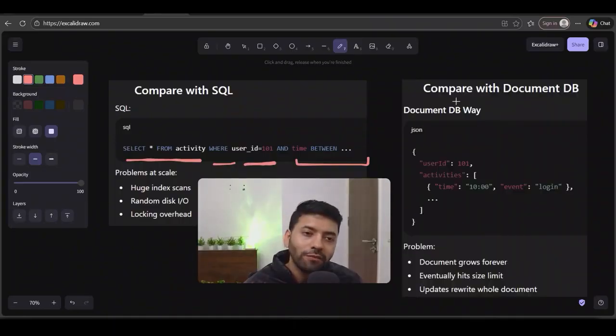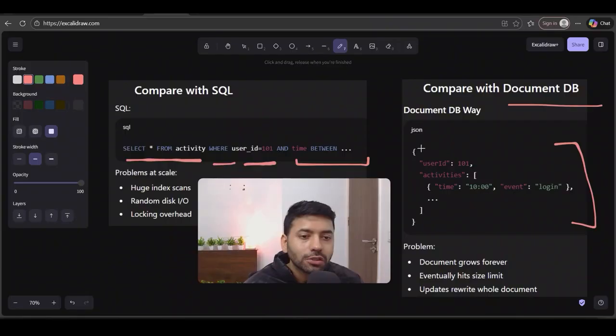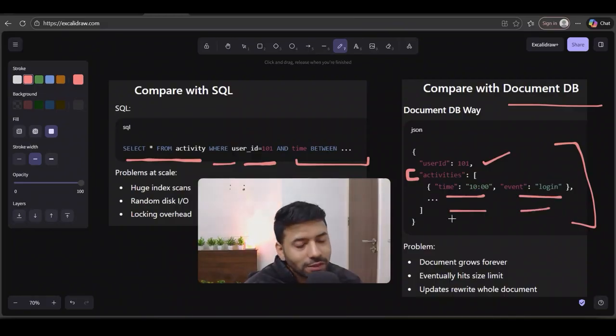Okay, now similarly if we compare it with the document database, in document database we will store it something like this. Okay, so we will have the document ID, and inside the document we'll store it in the JSON format, right? So we will have the user ID, and then we will have the activities. Inside the activities we will maintain like time is this, event is this, and then further time is this, event is this. So inside the activities you will have all the data. Okay, now what are the problems?